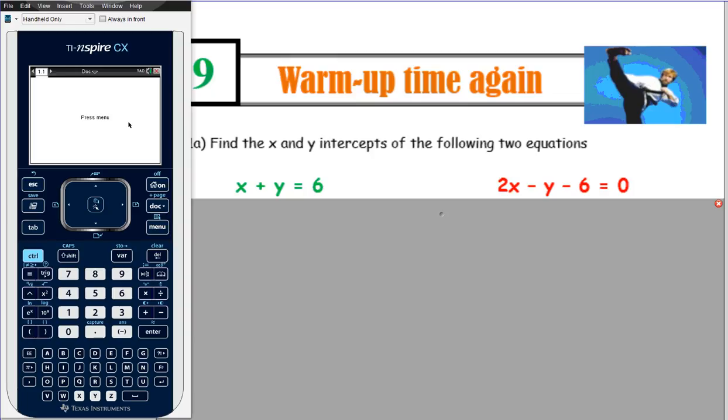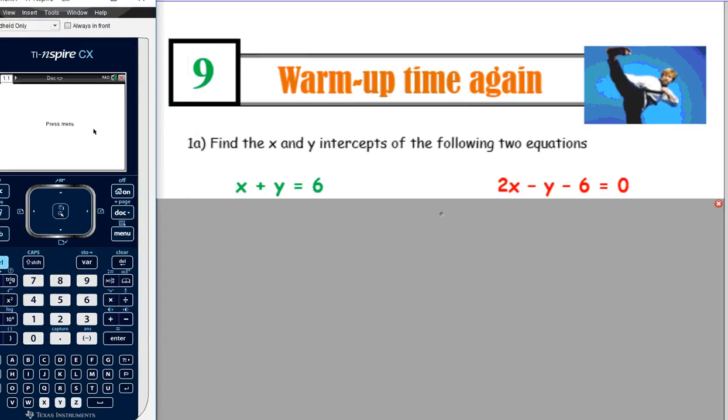On using the TI Nspire calculator to check your answers and to find where two lines intersect and to find x and y intercepts. We're going to start with a warm-up of some previous material. So warm-up time again. Find the x and y intercepts of the following.